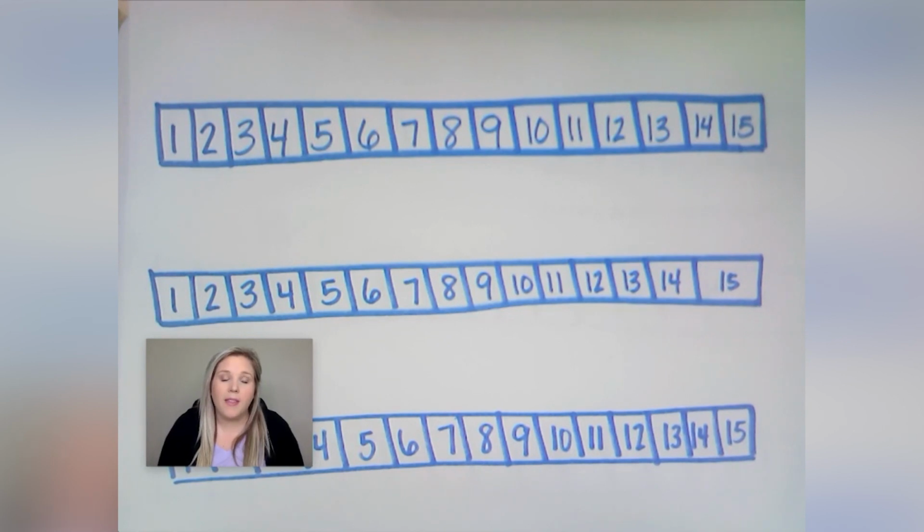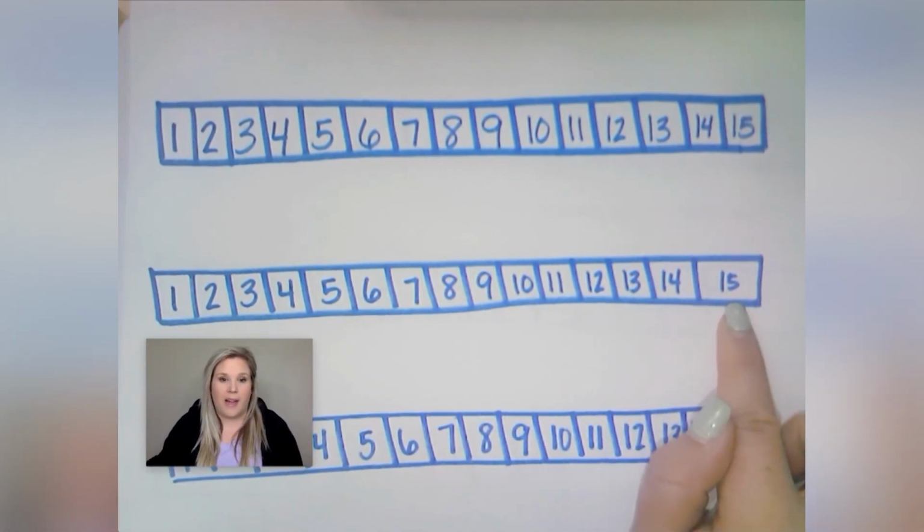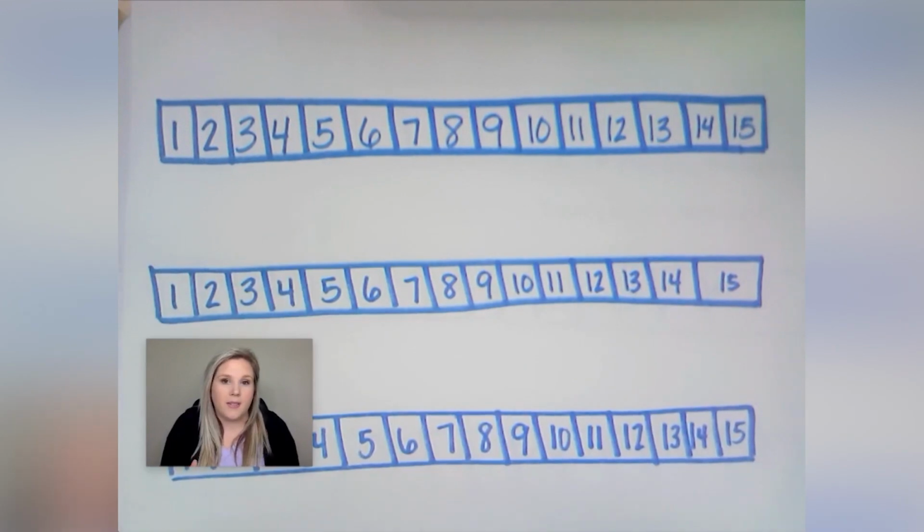Your number paths look wonderful. Remember that they do not have to be perfect. Our spaces do not have to be the exact same size, and our lines don't have to be perfectly straight. So if they're not perfectly straight and your spaces aren't the same size, that's okay. As long as you have 1 through 15 on your number path, they are going to be perfect for today's lesson.